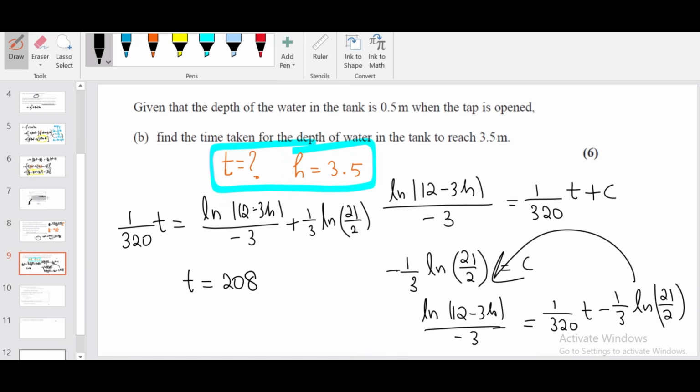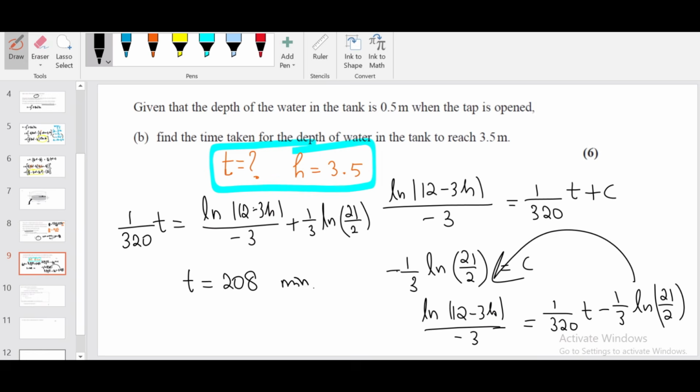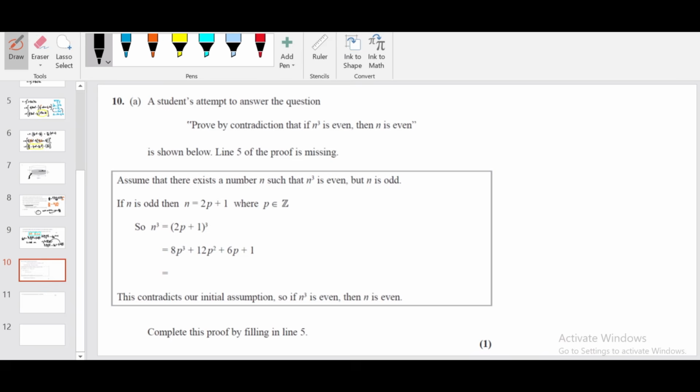For the units, you need to read the question carefully. They are talking about t minutes. So the answer is 208 minutes. That's all. Okay, let's look at question number 10 now.